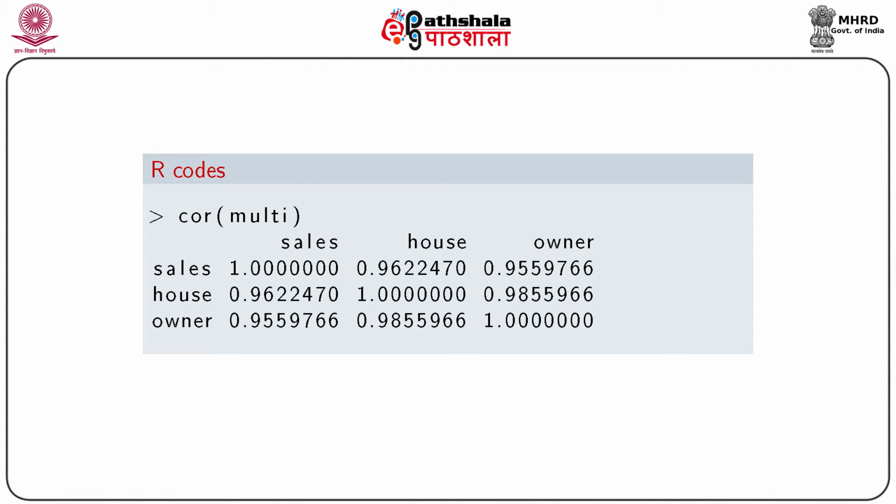To that end, if we use the correlation function in R, then we get as the output the correlation matrix. In this matrix, we can see the correlation coefficient between sales, which is the dependent variable, and house and owner, the two explanatory variables. As we can see, both these explanatory variables are highly correlated with sales. However, if we look at the correlation coefficient between house and owner, which is the first and the second explanatory variable respectively, that is even higher than the correlation between y and the two explanatory variables.